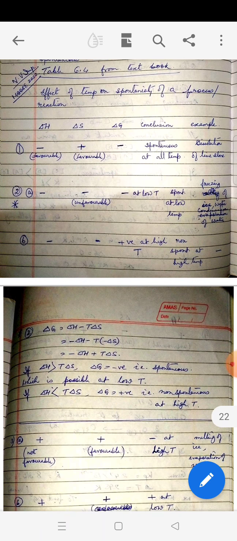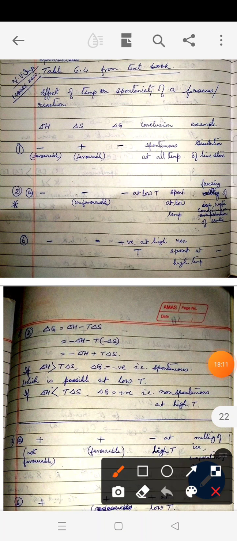However, in some situations, one of the factors may not become favorable. You see the second situation where delta H is negative, but delta S is also negative, which is not favorable. In that case, what happens to the formula? Delta G equal to delta H minus T delta S.